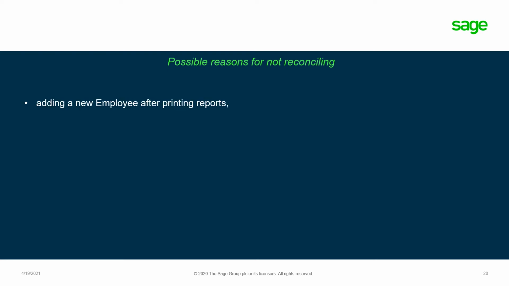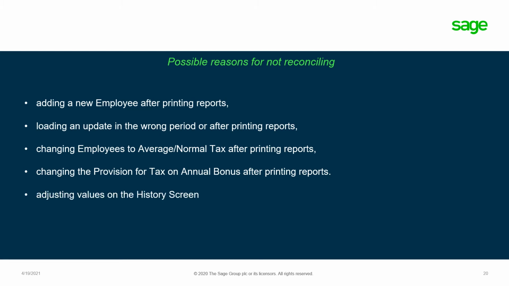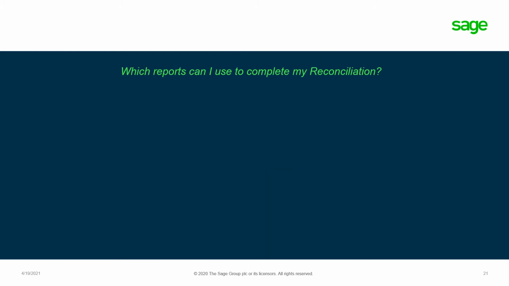adding a new employee after printing reports, loading an update in the wrong period or after printing reports, changing employees to average or normal tax after printing reports, changing the provision for tax on annual bonus, adjusting values on the history screen. Which reports can I use to complete my reconciliation?